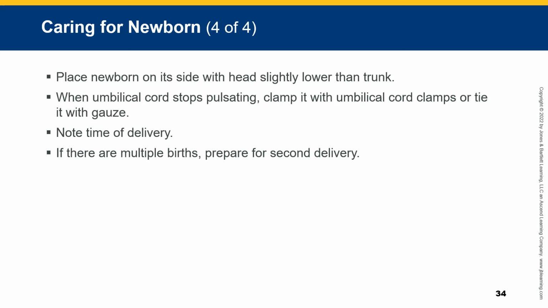Place the newborn on his or her side with the head slightly lower than the trunk to aid drainage of secretions from the airway. When the umbilical cord stops pulsating, clamp it with umbilical cord clamps or tie it with gauze between the mother and the newborn. Note the time of the delivery so that it can be properly reported on the newborn's health certificate.